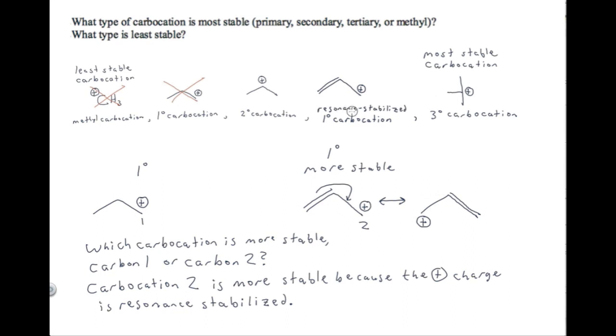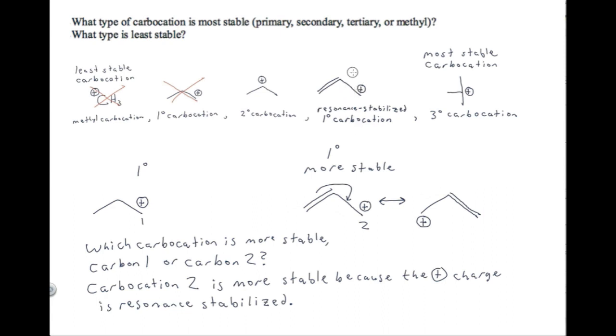So generally speaking, you should not form primary carbocations in your mechanisms, but here's an important exception. It's totally okay to form a resonance stabilized primary carbocation. Generally speaking, if you form a primary carbocation during a mechanism, that usually means you've made a mistake. But here's an important exception. It's totally fine to form a resonance stabilized primary carbocation during a mechanism.